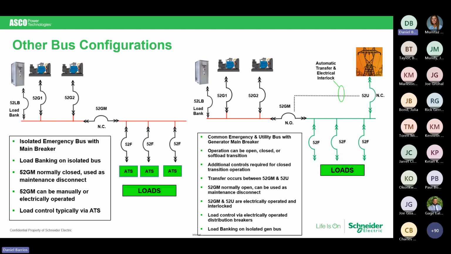Other bus configurations can be a bus split like this, where you have the generators, including a load bank, on one side, and you can do that normally closed. You can open that gen M breaker and you can load bank the generators. The same thing also holds true on the right side, where if you do have utility, you may want to be able to island the generators while you are doing your load bank test.